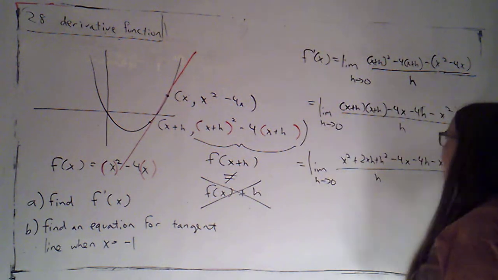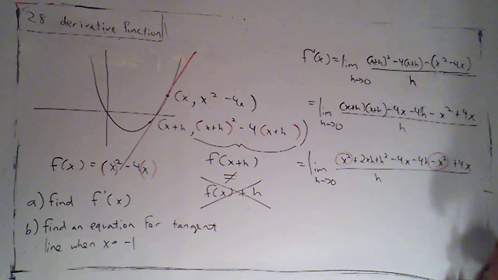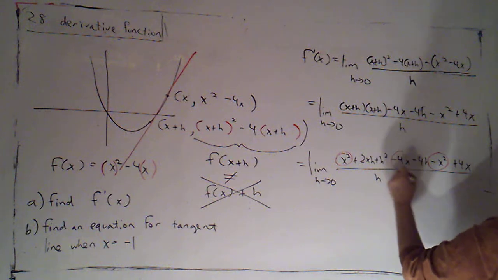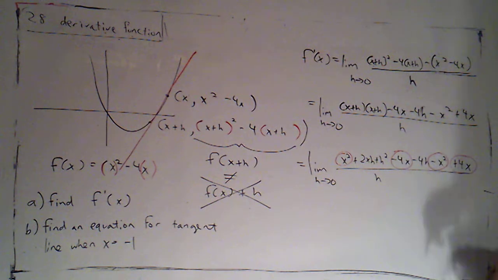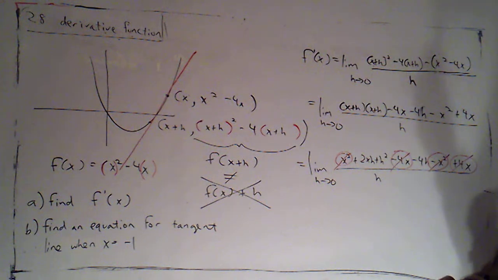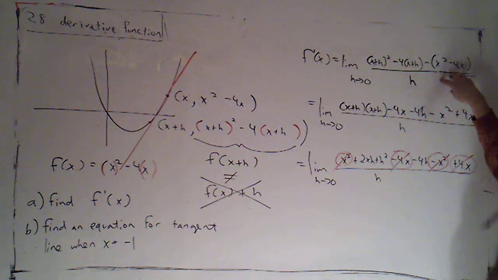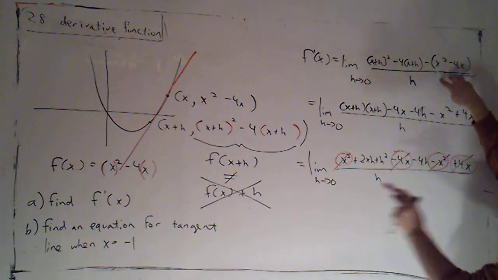Okay, now some terms are going to cancel. Here's an x squared and here's a minus x squared. Here's a minus 4x and here's a plus 4x. Those terms are going to cancel each other out. Okay. If I had forgotten to distribute my negative, they would not cancel out.